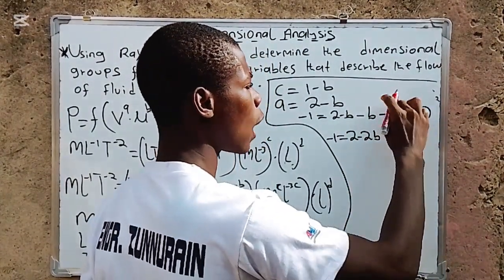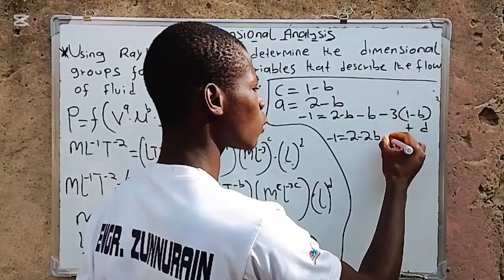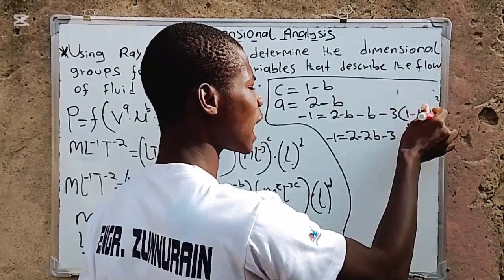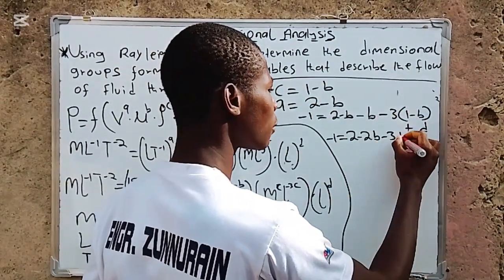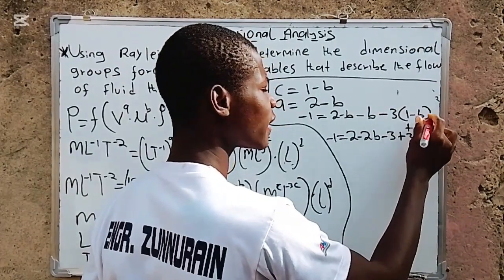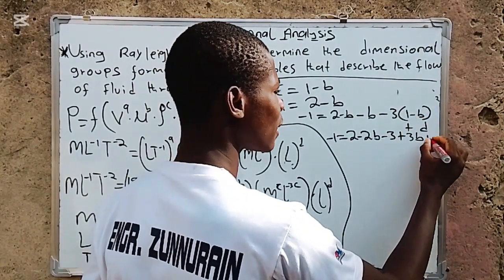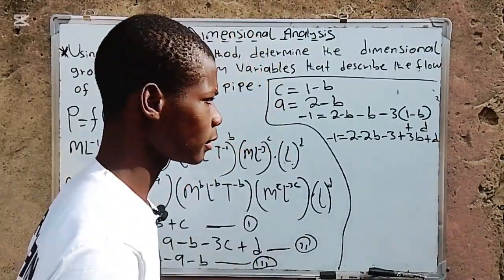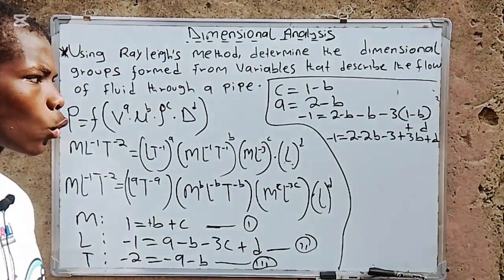Yes. I will expand this bracket. Minus 3 times 1, it is minus 3. Minus 3 times b, it will give me what? Plus what? Plus 3b, because negative is plus. And therefore plus d. I hope you are seeing it well.